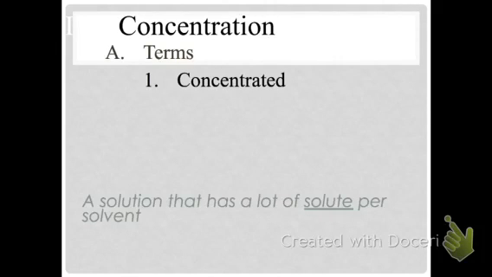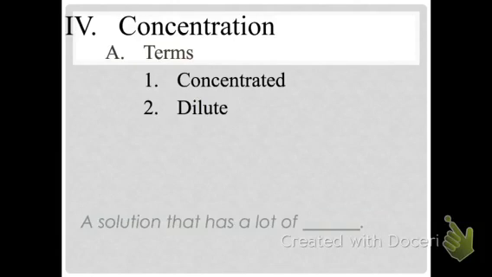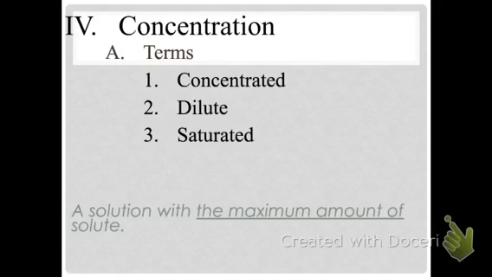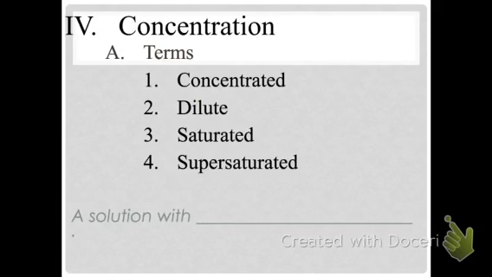Alright, so you've got some concentration terms. Concentrated is a solution that has a lot of solute per solution. Then you've got dilute, and that's got a lot of solvent. That means you've got more stuff that you can get dissolved. And then you've got saturated, and a saturated solution is one with the maximum amount of solute it can have. And then you've got supersaturated, and that's a solution with more solute than it can hold.